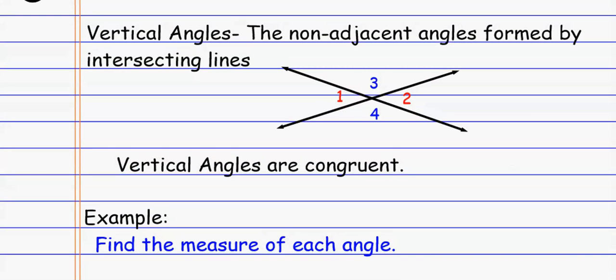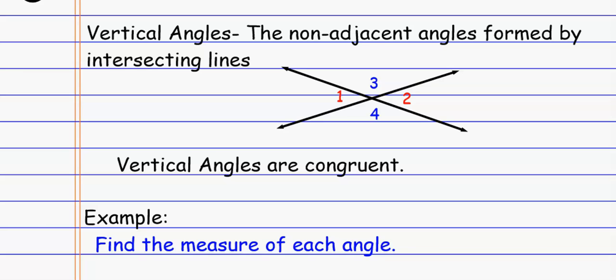Vertical angles are basically non-adjacent angles, so angles that are not right next to each other, formed by intersecting lines. So here I have two lines intersecting one another. All right. And the thing that I want to identify is the vertical angles. The vertical angles are the ones that aren't next to each other.